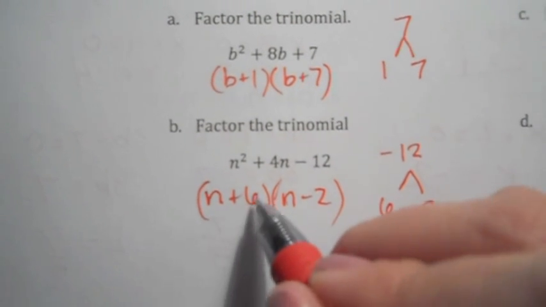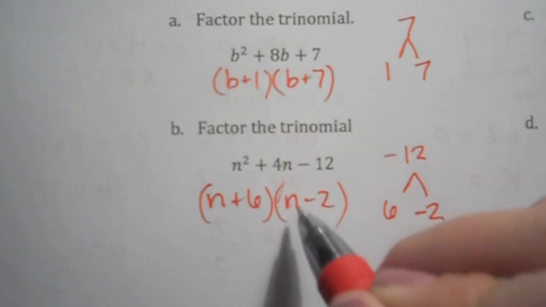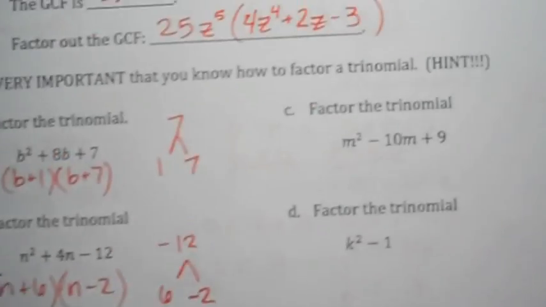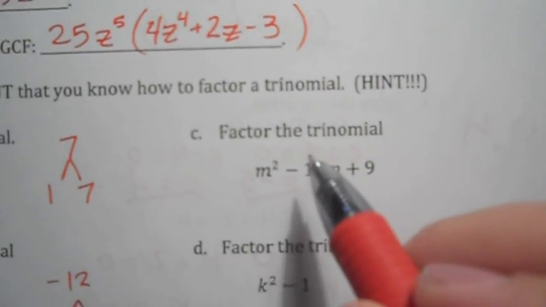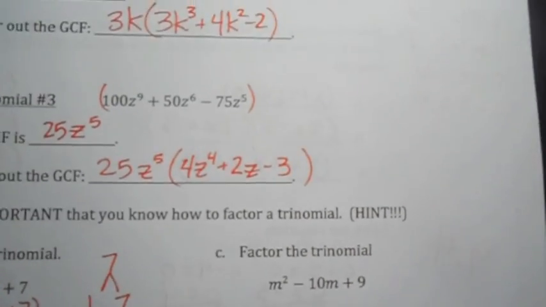Okay, so 6 times negative 2 is negative 12. 6 plus negative 2 is 4. C. Factor the trinomial. M squared minus 10m plus 9.